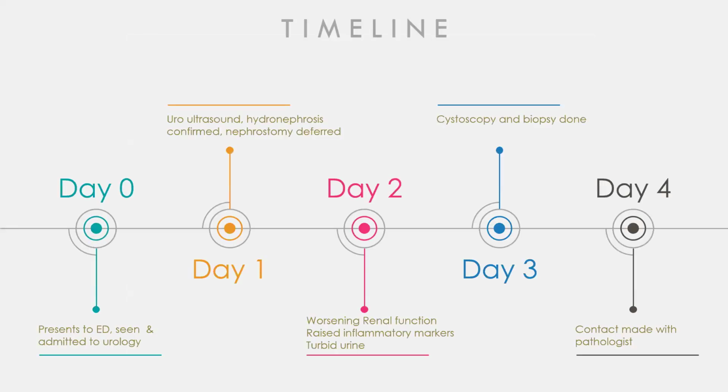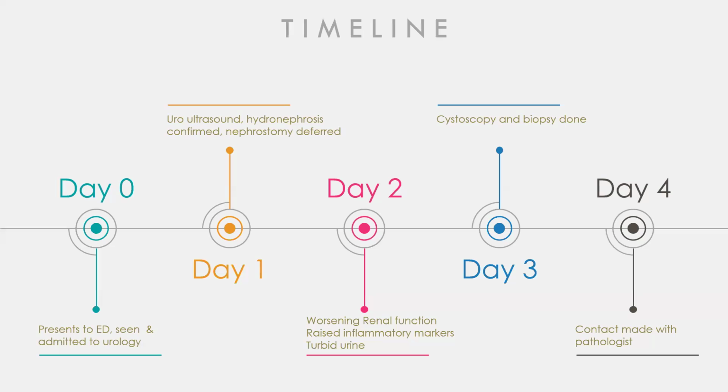In terms of her timeline, she presented to the ED, seen and admitted to urology. Urology had done their own ultrasound and confirmed this right-sided hydronephrosis, but they had deferred the nephrostomy because they were worried about this intrauterine pregnancy and the contrast that they used. They gave us a very long story, but essentially they decided not to do the nephrostomy at that time. And on day 2, she had slightly worsening renal function. Her inflammatory markers were up and the urine became a little bit more turbid. So they decided to take her in on day 3 for cystoscopy, and they had done a biopsy as well. And then contact was made with the pathologist to please have a look at this biopsy because she is pregnant and we want to get to a diagnosis quickly.